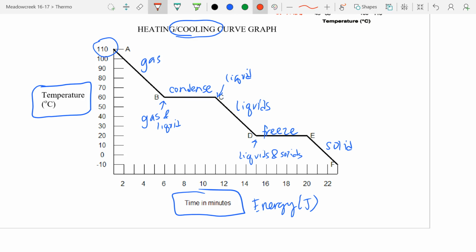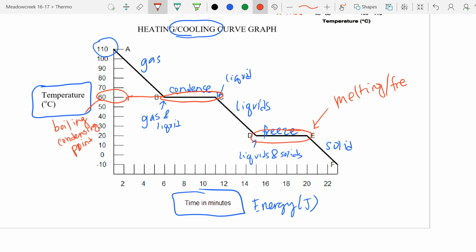Now it's very important to understand that this line right here, which we can see is at 60 degrees Celsius, is our boiling and condensing point. Basically, this is the temperature at which liquids start to boil and the temperature at which gases condense to become a liquid, which equally makes this point, which is at 20 degrees Celsius, our melting and freezing point.